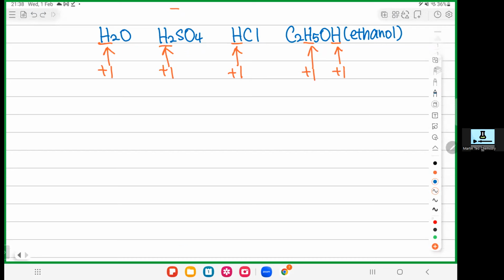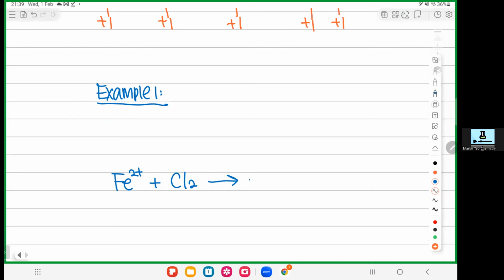Okay, so now let me show you using 2 examples how to use the oxidation number to do the apple to apple comparison. So let me use 2 examples to show you how to use the redox. So how to do the apple to apple comparison by using this so-called oxidation number method. Okay, I start with easy one first. Fe2+ plus chlorine become 2 chloride. This one put 2, this one put 2, Fe3+. Okay, so no need to memorize, just show you only.